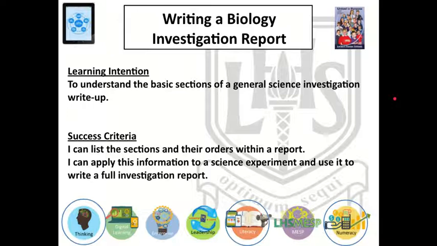And by the end of this session, you should be able to list the sections and their orders within a report and apply this information to a science experiment and use it in order to write a full investigation report yourself.